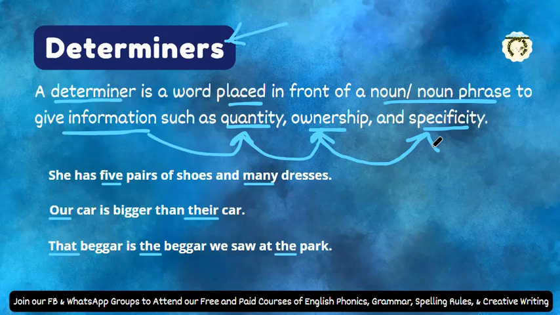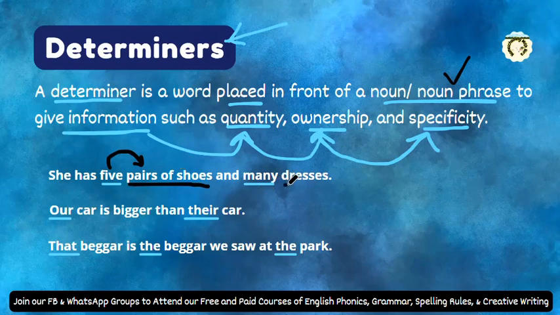For example, she has 5 pairs of shoes and many dresses. Now let's find out the nouns in these sentences. Pair of shoes, it's a noun phrase. She has 5 pairs of shoes. The word 5 is giving us the information about this noun phrase, and this word is telling us the quantity of something. 5 is the quantity of pairs of shoes, right?